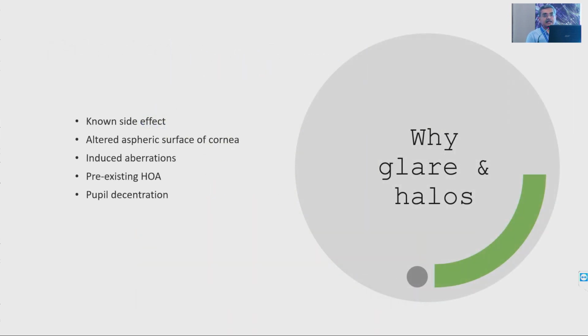Why are glare and halo happening? It's a known side effect. Probably it should be called an after effect, because it will happen in most of the corneas. It's because we are altering the normally aspheric surface of the cornea in myopic ablation, and we are inducing higher order aberrations. There may be some pre-existing higher order aberrations which we are not treating. And pupil decentration can also cause glares and halos.